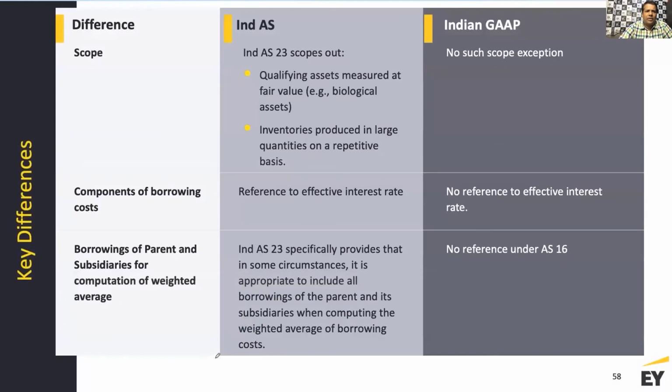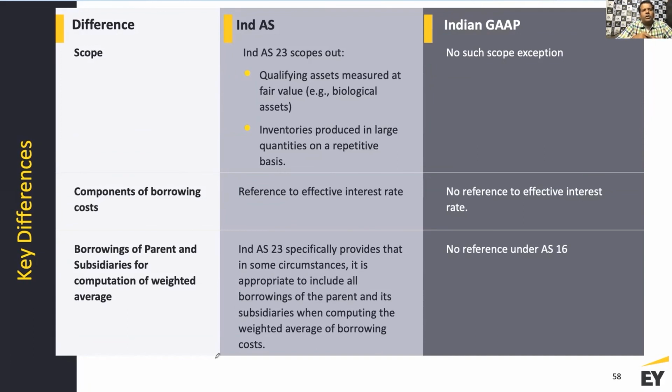Quickly, talking about some of the differences between Ind AS 23 and Indian GAAP. Again, there are not a whole lot of differences between existing Indian GAAP and Ind AS 23. Ind AS 23 scopes out qualifying assets measured at fair value, and inventories which are produced in large quantities. There is no such scope exclusion under the old Indian GAAP. Components of borrowing cost refer to the effective interest rate. There is no such reference in Indian GAAP.